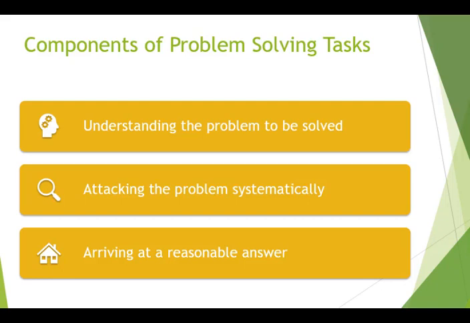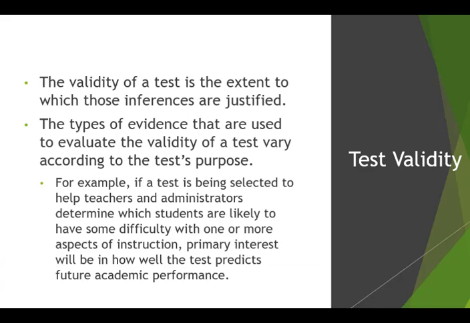Systematically attacking the problem means looking at it and asking, okay, what are the elements of the problem? A particular student isn't behaving. Well, okay, that's the problem, but is it because the student is suffering from hyperactivity? Or is it because the student is disinterested? Or is it because the student has low self-confidence? Or is it because the student is having other problems? Whatever it is, you need to be able to figure out specifically what are the elements of the problem, and only then can you really arrive at a reasonable answer.